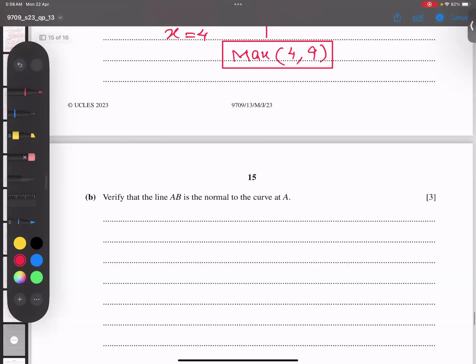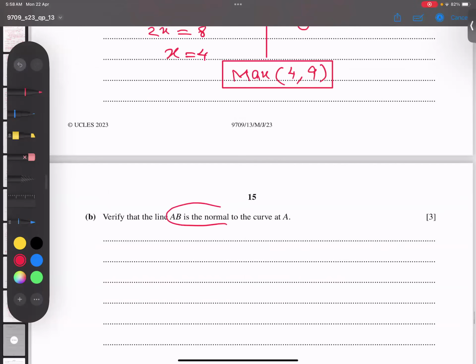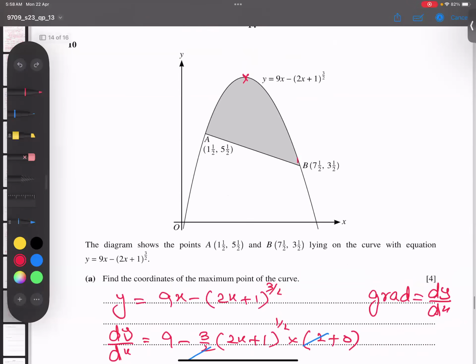Next part: verify that line AB is normal to the curve at A. Repeat. He said verify that the line AB is normal to the curve at A. Okay, this is behaving as a normal, he said. So let's show the scale. This is a tangent. Hold on, let me show you. So students, you can see this is a tangent and this angle, he's saying prove this is 90 degrees. How can we prove it, students? There's a tangent and I have to prove this is a normal. Okay, so what is the method of proving a normal?